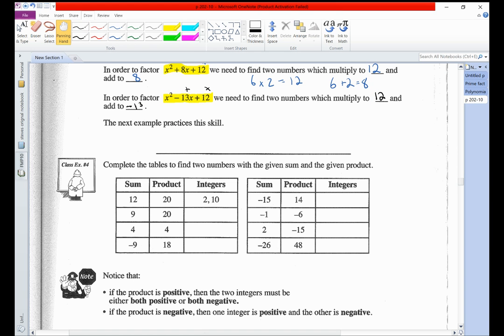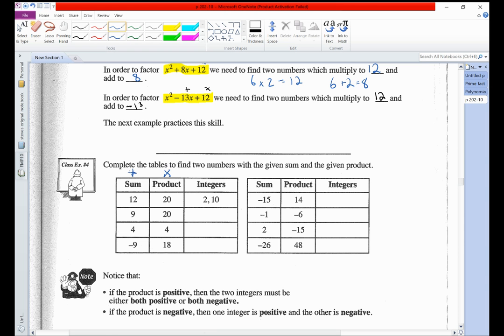So let's complete the tables to find two numbers that give the sum and the product. Remember, sum is an addition, and product is a multiplication. So the first one's done for you. Two numbers that add to 12 and multiply to 20: 2 and 10. 2 plus 10 is 12. 2 times 10 is 20.